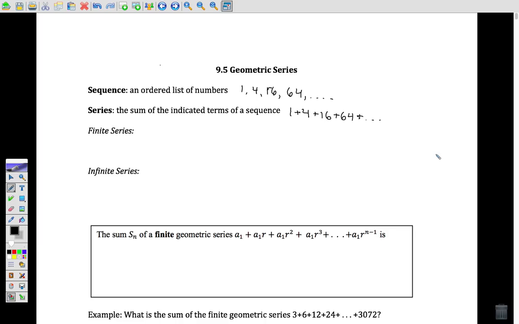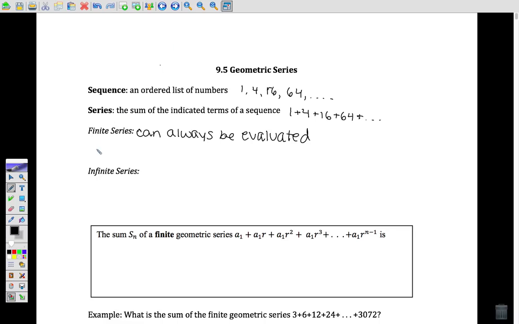Another reminder about the difference between a finite series and an infinite series. A finite series can always be evaluated, because there's just a finite number of terms. Say there's only 12 terms, so you can plug them all in and figure out the sum.